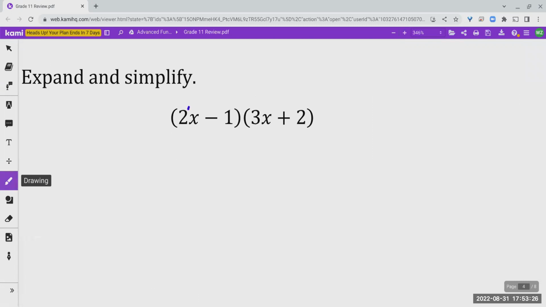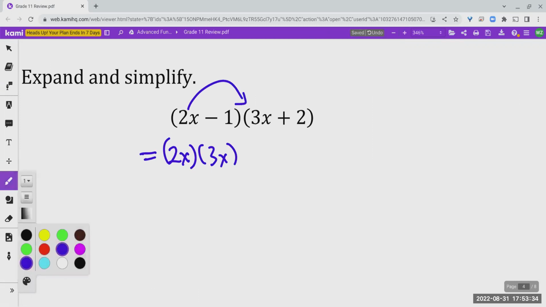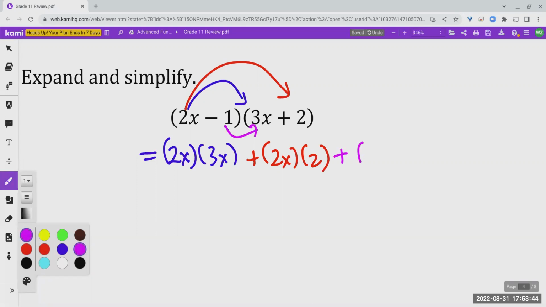First, okay, so there's this. So I have 2x times 3x. Okay, that's my first. Outer, so plus 2x times 2. Inner, plus -1 times 3x. And finally, last, plus -1 times 2.